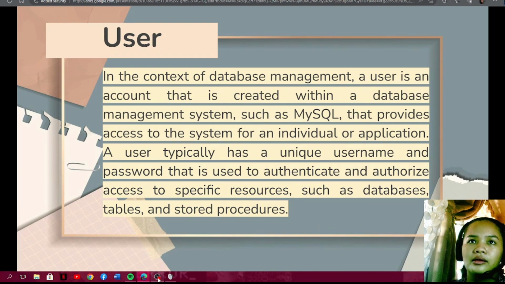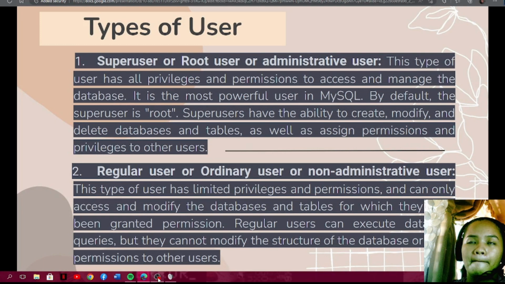So here we have the types of users. The first one is the super user, also called the root user or the administrative user. This type of user has all privileges and permissions to access and manage the database. It is the most powerful user in MySQL, and by default the super user is root. Super users can create, modify, and delete databases and tables, as well as assign permissions and privileges to other users.